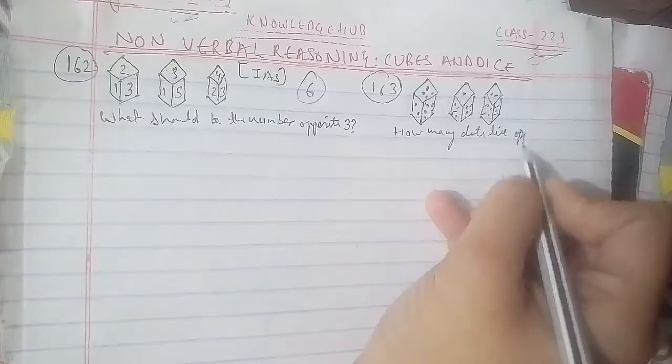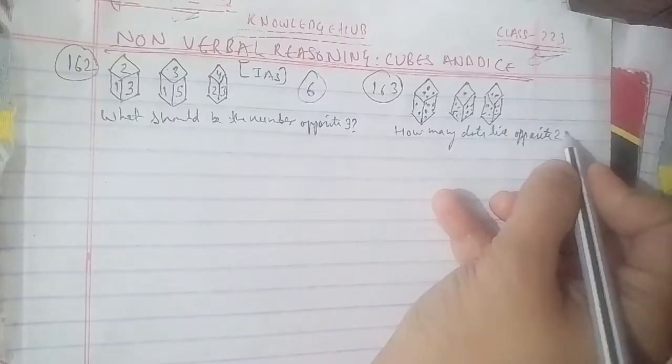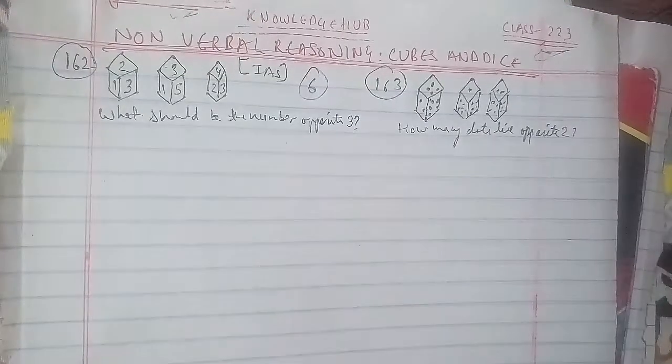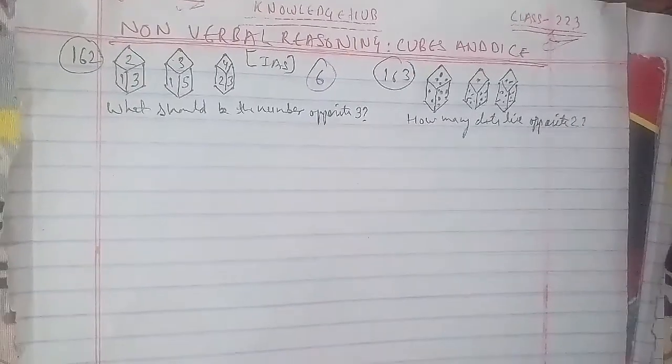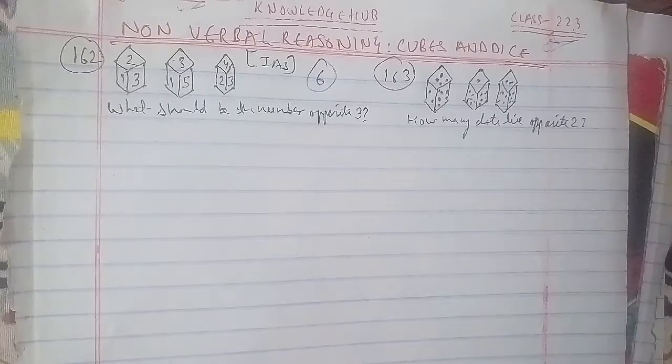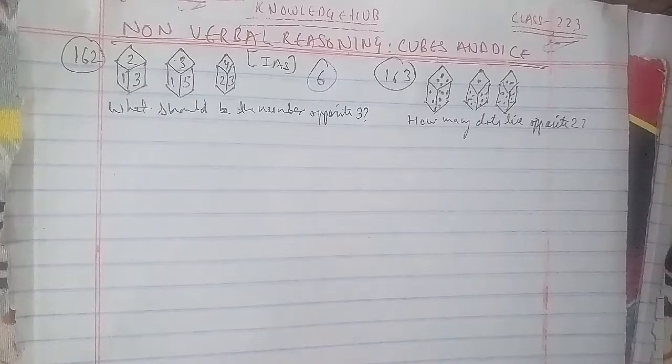As from the second and third figures, it is clear that 3, 4 and 6 dots cannot appear opposite the 5 dots here. Therefore, 2 dots appear opposite 5 dots, and the answer we get is 5 dots.